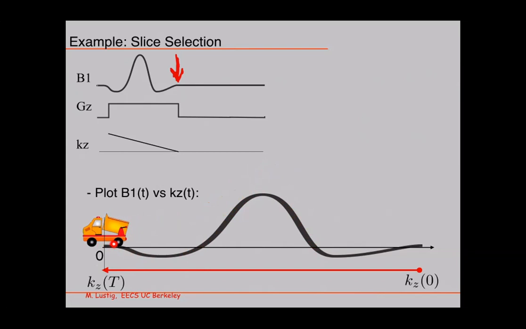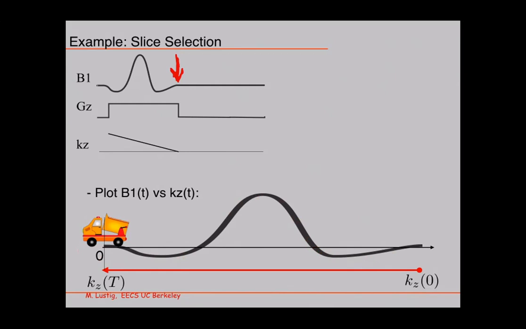So now I have the distribution of B1 of k. And remember that Mxy is the Fourier transform of B1 of k, or the w of k, right? But in this case, the gradient is constant, so dividing by the gradient doesn't really do anything. It just scales it, so that the shape stays the same. So the slice profile is the Fourier transform of this function.